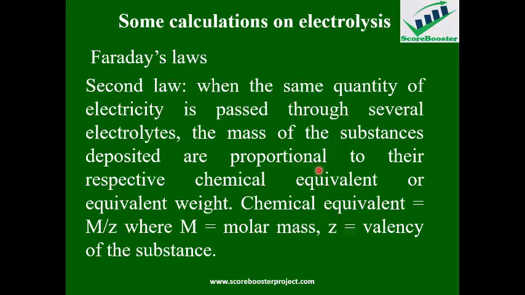So now, if you have a gram of copper deposited, since copper is a divalent metal, if you want to get the same quantity that deposited 8 grams of copper, the quantity that will be deposited in silver is going to be double that of copper, because silver is a monovalent element.